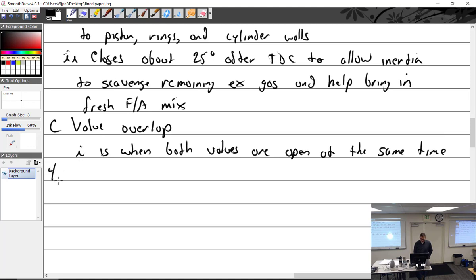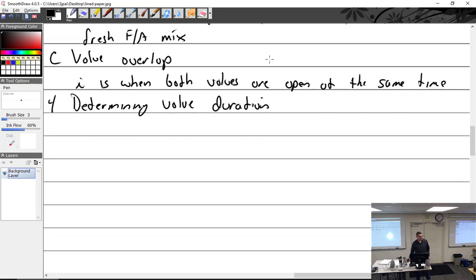All right, let's do one more. Determining valve duration. What's duration mean? How long it's off its seat, how long it's open.